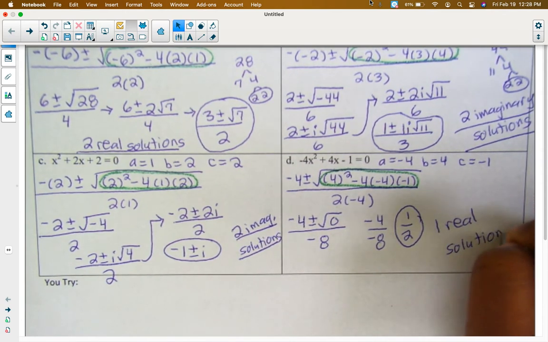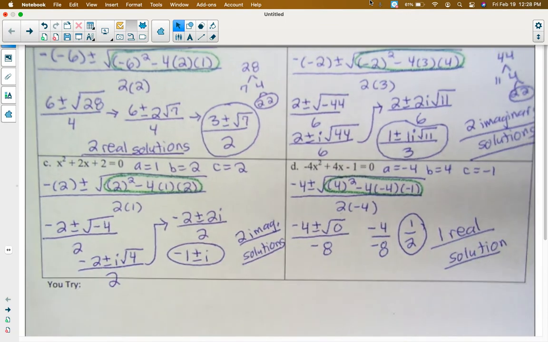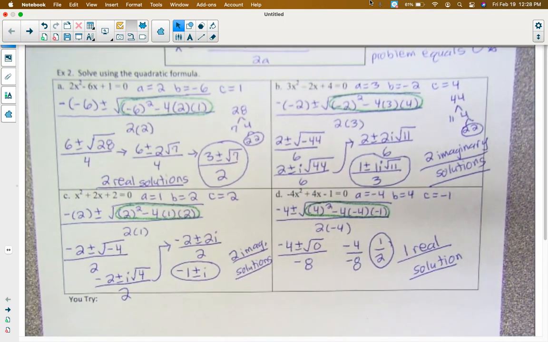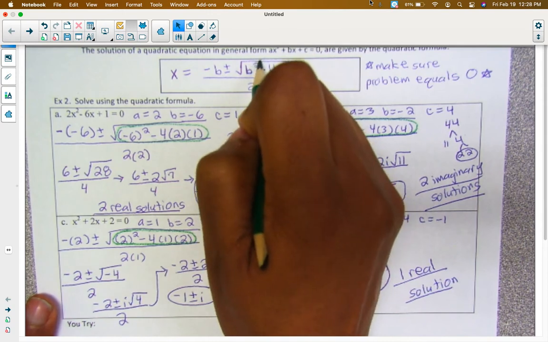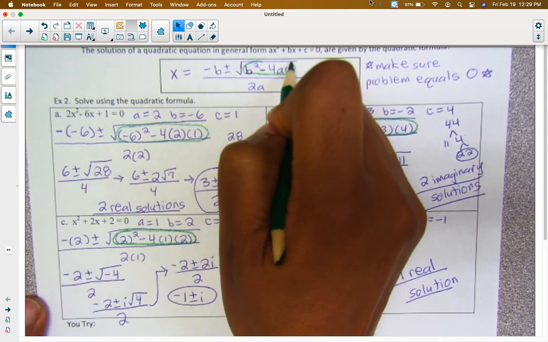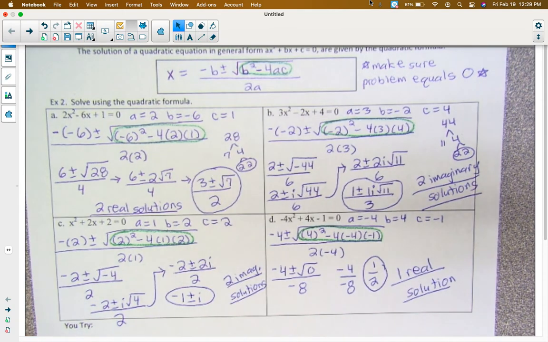So if I zoom out here, we did the quadratic formula, and the part underneath the quadratic formula, which I've circled in green, the b squared minus 4ac, that number is going to tell us what type of solutions we have and how many solutions we have. Notice for one problem, I had 2 real solutions. Another problem, I only had 1 real solution. And then we went through and did a couple of them that had 2 imaginary solutions.